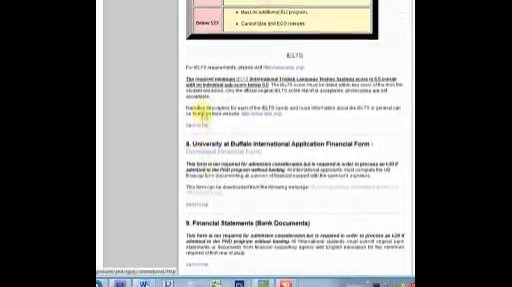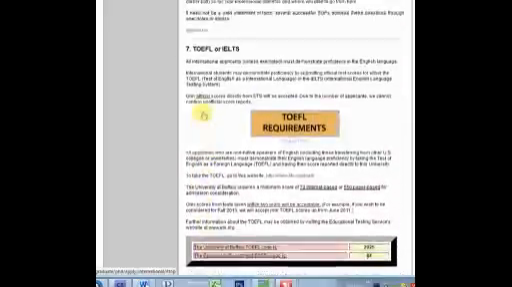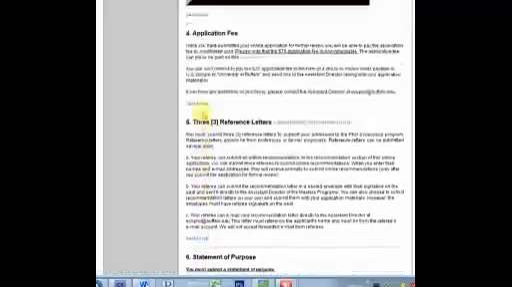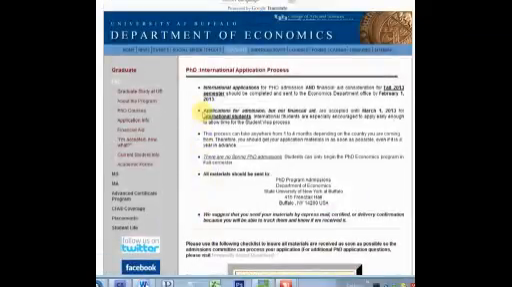So we reviewed all the requirements needed for the PhD application process. I would strongly encourage you to meet the February 1st deadline for funding consideration. If you have any questions about the application process, please feel free to contact me. We look forward to receiving your application.